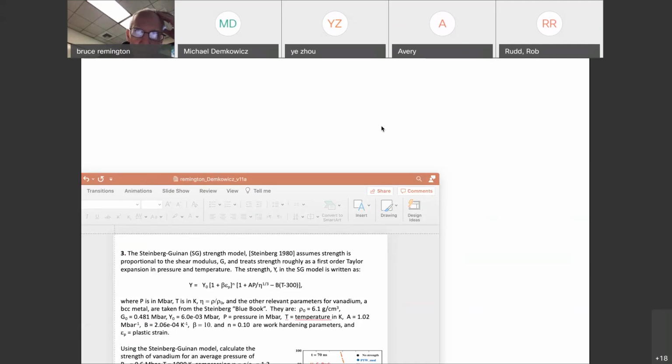Okay, next question is from Amit Misra for Rob and Bruce. At high pressures, like greater than 100 GPa, you mentioned that dislocation density is very high. What is the typical magnitude of the dislocation density? Does the density of point defects also increase at high pressures?